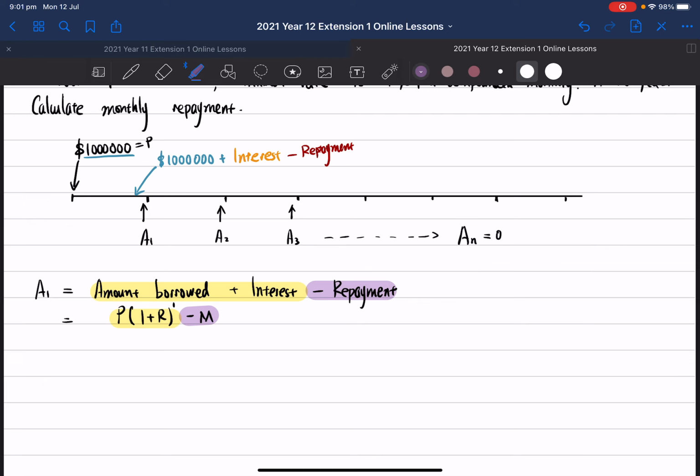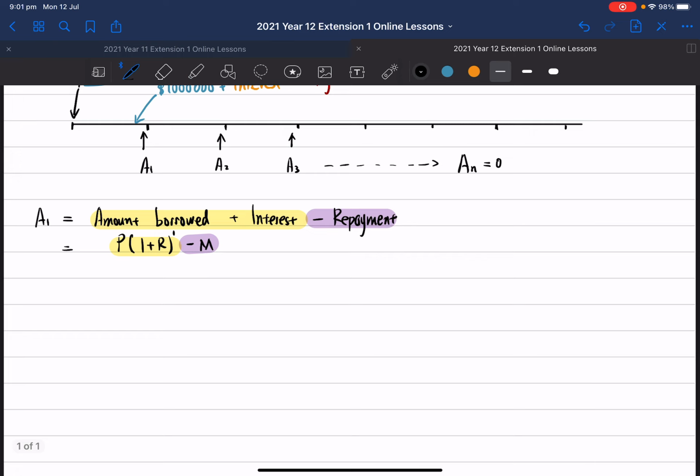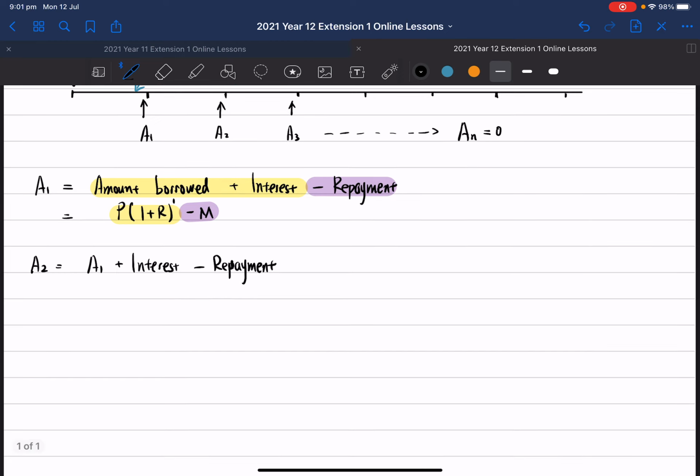A1 is how much you still owe to the bank at the end of the first period after the first repayment. Now if we follow this pattern here, A2 will be the amount you still owe to the bank plus the interest minus the repayment. So this is the amount that you still owe to the bank, which is from A1, right? So I'm just going to write A1 here. And then you need to make sure that you plus the interest again, and then minus the repayment. The repayment is going to be the same. It's going to be a fixed amount of payment each period of time.